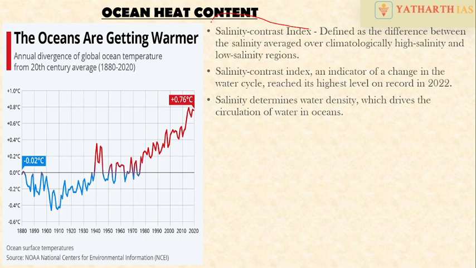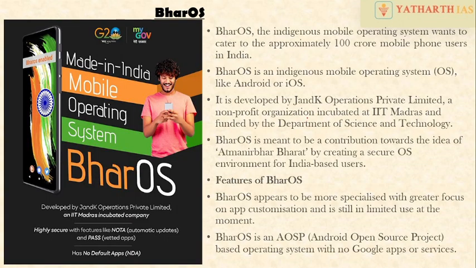The salinity contrast index defines the difference between the salinity averaged over climatological high salinity and low salinity regions. The salinity contrast index is an indicator of the change in the water cycle. It reached its highest level on record in 2022. It determines the water density, which drives the circulation of water in oceans.